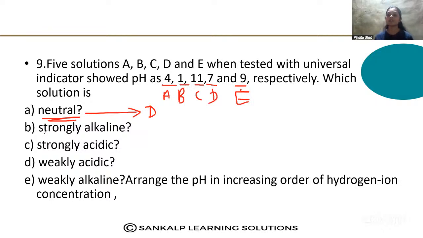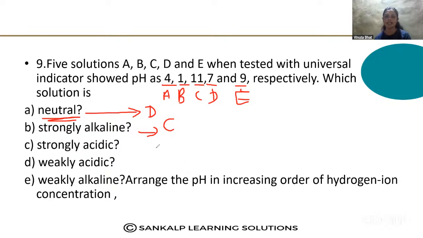So which is nearer to 14? Numbers near 14 are strongly alkaline, like 11, 12, 13, 14. So these all are strongly alkaline. Here, which one is alkaline? The solution C is strongly alkaline in the given solutions.